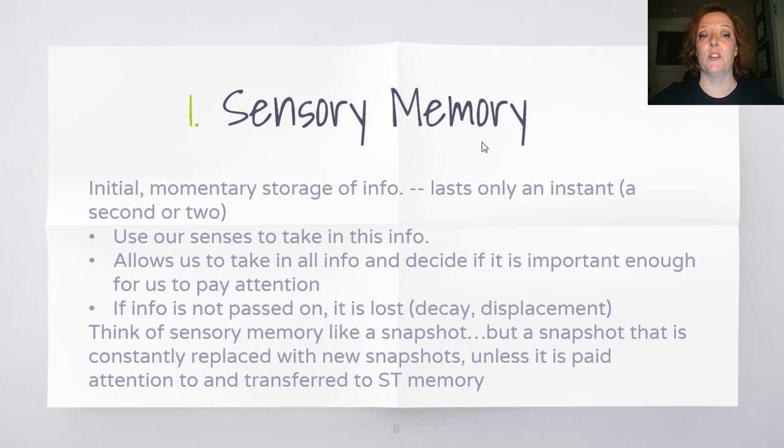So it's anything to do with our senses, and it allows us to take in all of the information and decide if it's important enough for us to pay attention to. If it's not, it's just lost forever. It's decayed, it's displaced. So think of sensory memory like a snapshot. The snapshot is constantly replaced with new snapshots unless it's paid attention to, and at that point it's transferred into short-term memory.